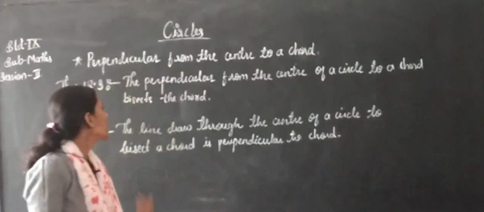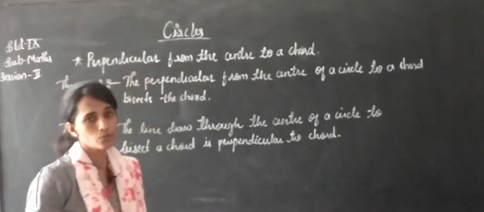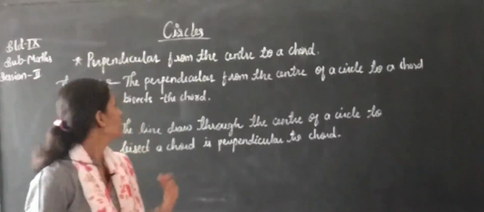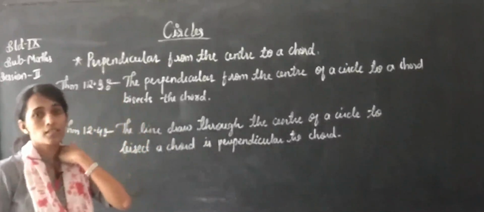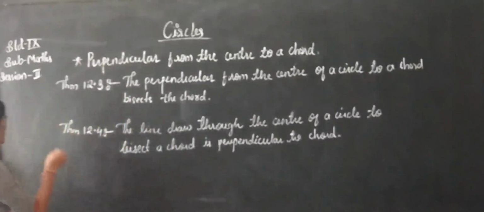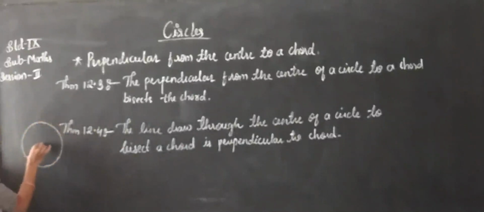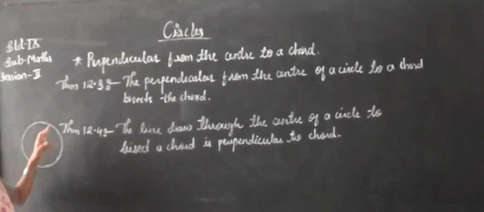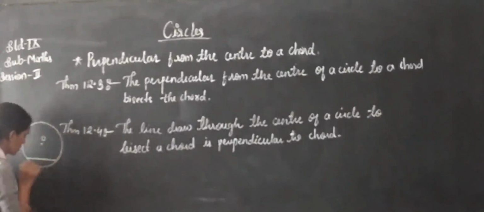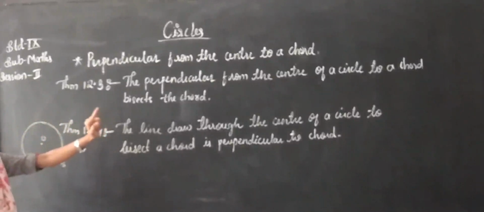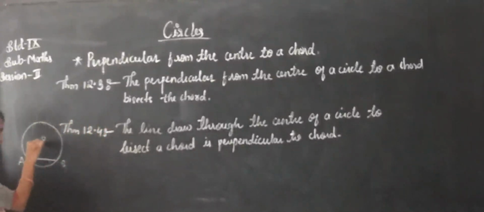The perpendicular from the center of a circle to a chord bisects the chord. For example, see here. This is a circle with the center O. This is the chord of the circle. You can consider AB as the chord of the circle. The perpendicular from the center of the circle to the chord.